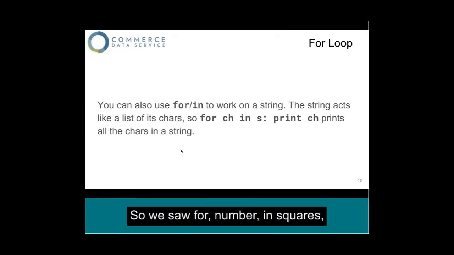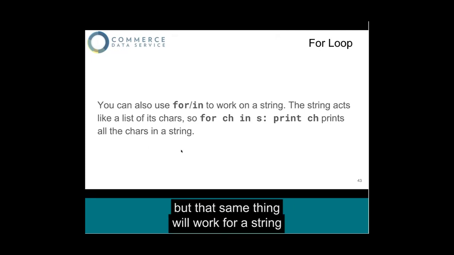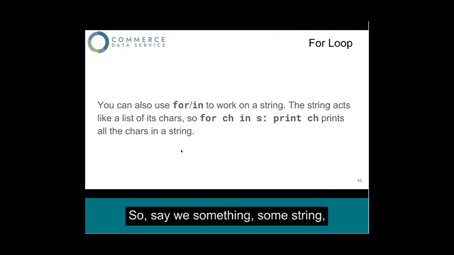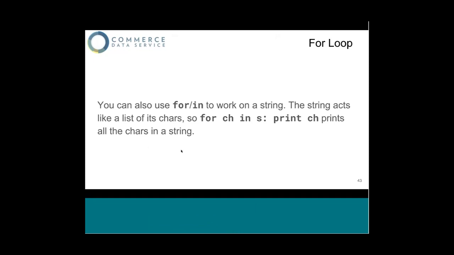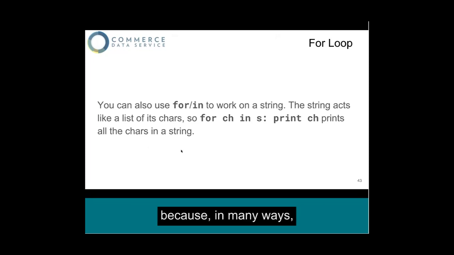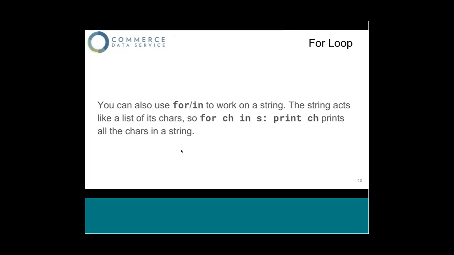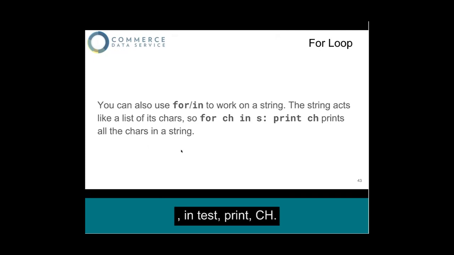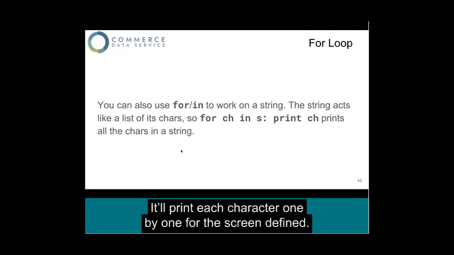So we saw for number in squares, and that works on a list. But that same thing will work for a string if we want to iterate over every single character in a string. So say we have some string, and we want to print each character one by one. We can iterate across that too, because in many ways, a list and a string are sort of identical. Python has the same methods for both. So for ch in s, print ch. It'll print each character one by one for the string you've defined.